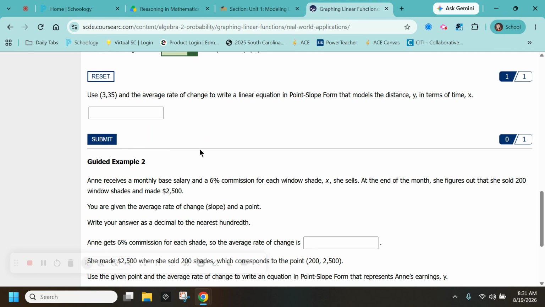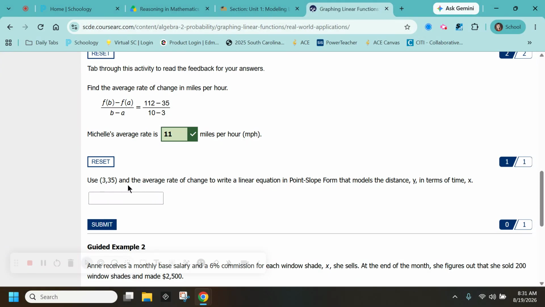There we go. Using 3 and 35 and the average rate of change to write a linear equation in point slope form that models the distance y in terms of x. So again, point slope form looks like y minus y1, which is 35, equal to the average rate of change, which is 11, our slope, x minus x1, which in this case is 3. And that is our equation in point slope form.